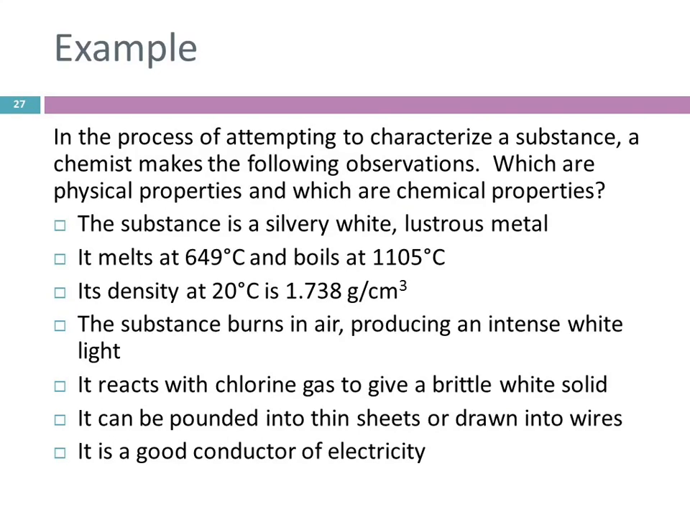So let's identify these as chemical properties or physical properties. In the process of characterizing a substance, a chemist makes these observations. The substance is a white, lustrous metal. Is that a chemical or physical property? Physical. Oops.